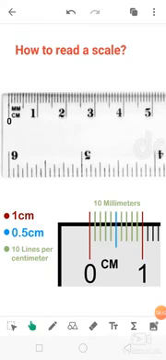First, we will learn how to read a scale. In the scale, you can see two types of measurement. This is known as centimeter and this is inches. To draw a line segment, we are going to use the centimeter side of the scale. Can you see? The numbers are written 0, 1, 2, 3, 4, 5 up to 15 numbers will be there.